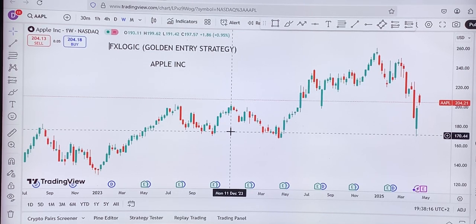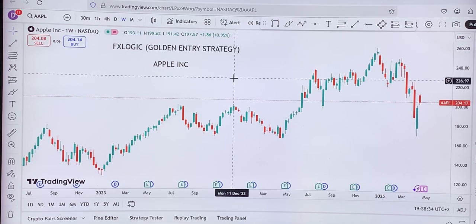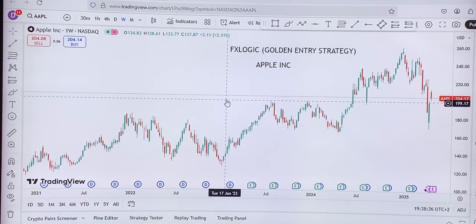All right, so we're going to be looking at Aapl. The same thing we've said in other videos: we need to identify the market structure. We need to identify who is in charge of the market, buyers or sellers, then point of entry, right? So here we go. We're going to do a top-down analysis from the monthly.